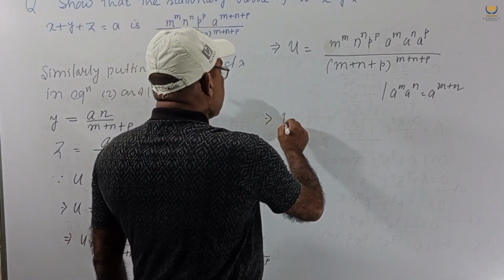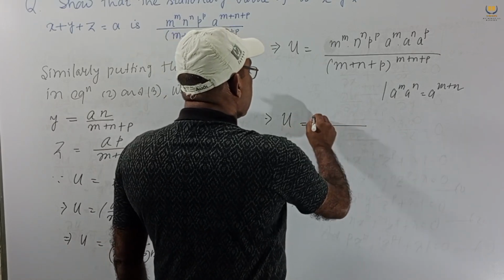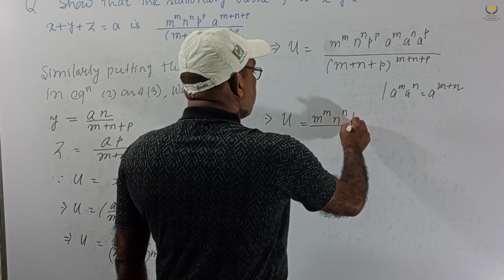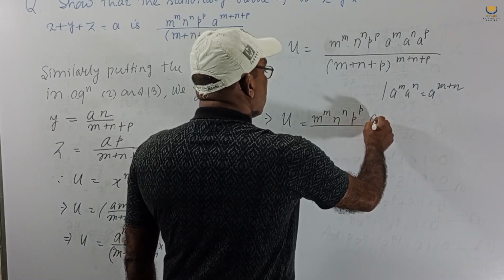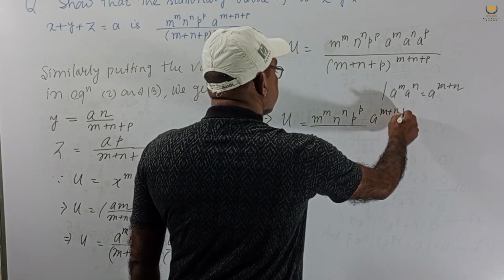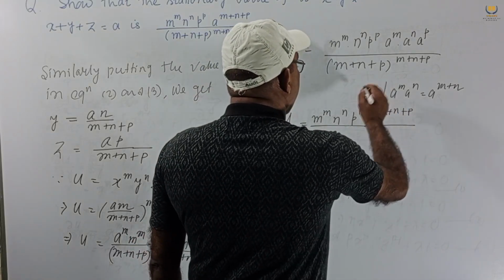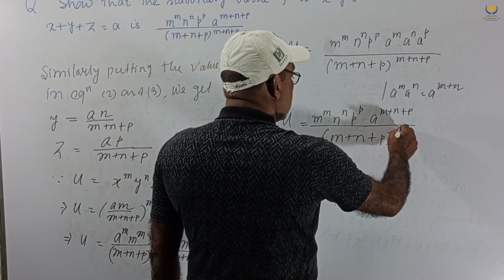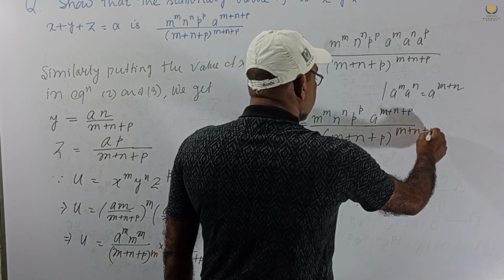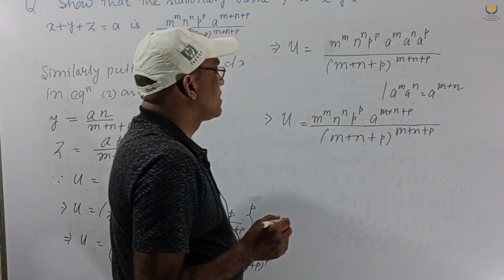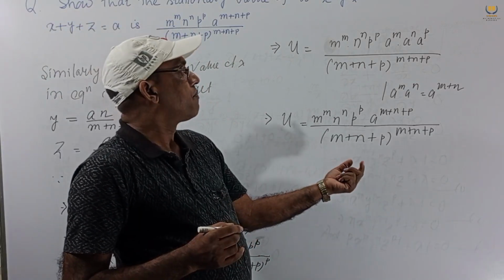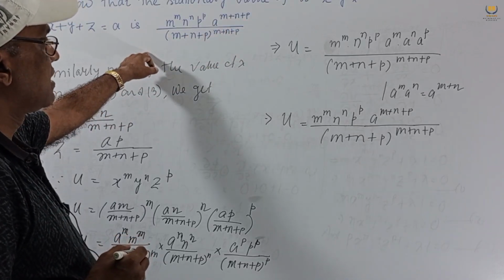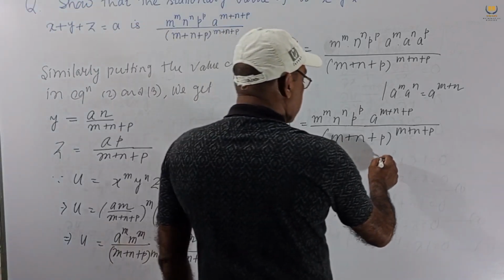This implies u equals m to the power m, n to the power n, p to the power p, a to the power (m plus n plus p), by (m plus n plus p) to the power (m plus n plus p). So this is the value of u. So our requirement is to show that the stationary value of u is this, and this is our proof. Short.